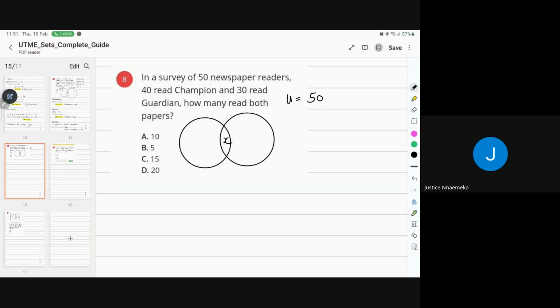Then Champion, 40 read Champion. So n(Champion) is equal to 40. n(Guardian) is equal to 30. Now, we don't know how many read only Champion and how many read only Guardian. Let's call the number that reads only Champion C, and only Guardian G. So for Champion, we'll have that C plus X equals 40.